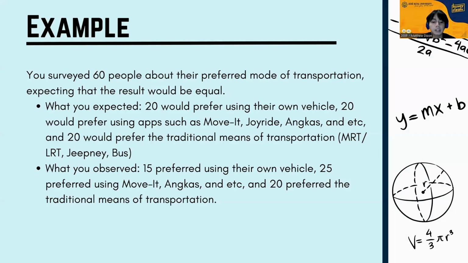For example, you surveyed 60 people about their preferred mode of transportation, expecting that the result would be equal. So what you expected is that 20 people would prefer using their own vehicle, 20 people would prefer using apps such as Move It, Joyride, Cast, and etc. And 20 people would prefer the traditional means of transportation, such as MRT, LRT, jeepney, and bus. But what you observe is that 15 preferred using their own vehicle, 25 preferred using Move It, Cast, and etc., and 20 preferred the traditional means of transportation.